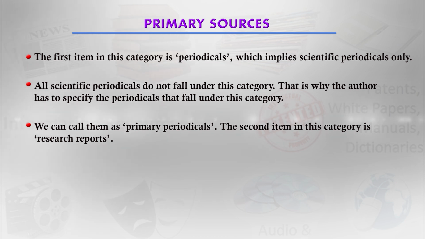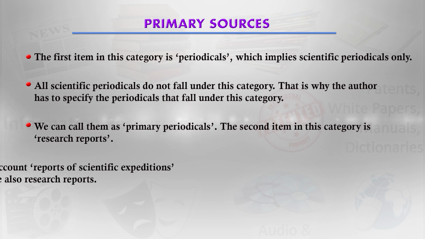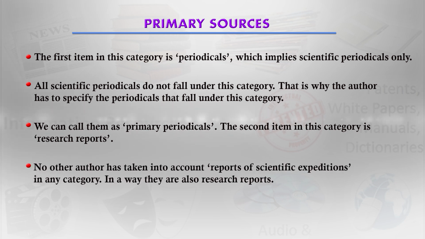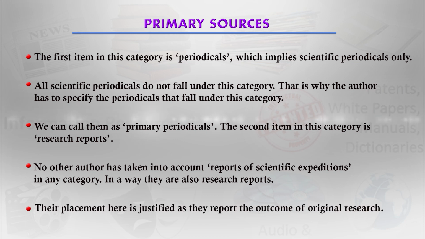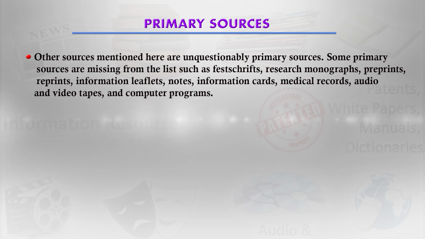The second item in this category is research reports. No other author or thinker has taken into account reports of scientific expeditions in any category. In a way, they are also research reports. Their placement here is justified as they report the outcome of original research. Other sources mentioned here are unquestionably primary sources. Why primary sources? Because they all report primary, new, original or research-based information.